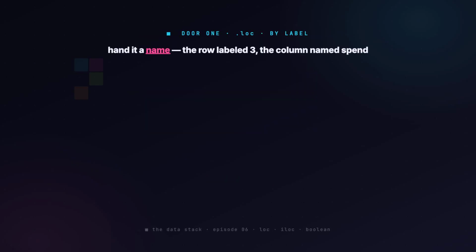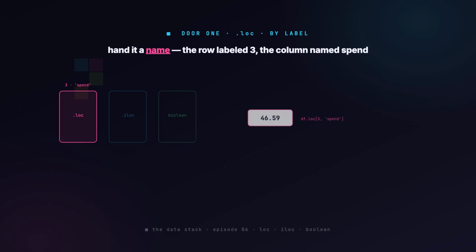Door 1, loc. You hand it a name. df.loc[3, 'spend'] means the row labeled 3, the column named spend. It speaks the language of your index and your headers. If your index were dates or usernames, loc would take those too: labels in, value out.